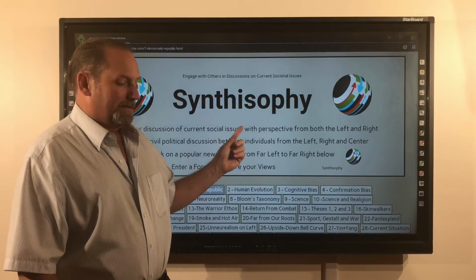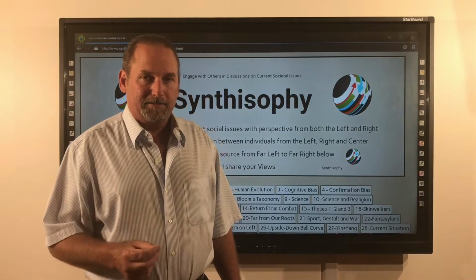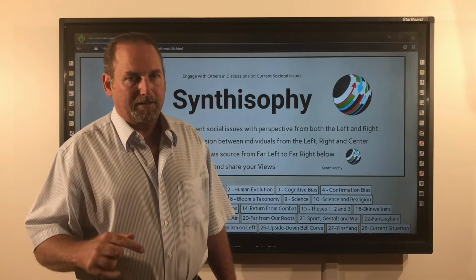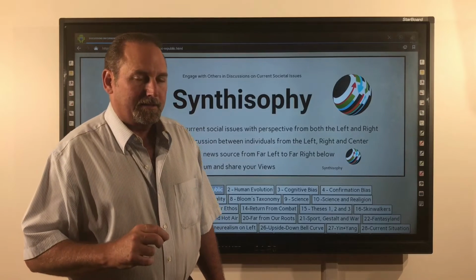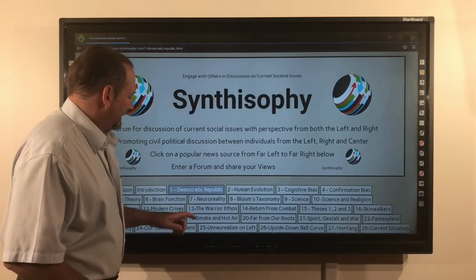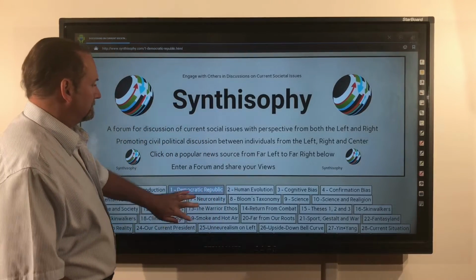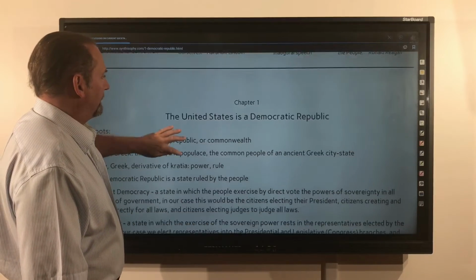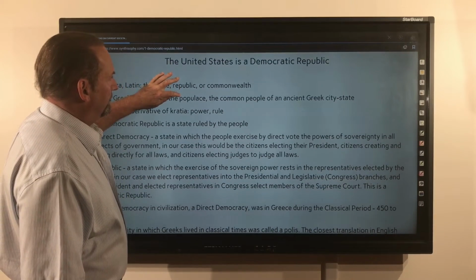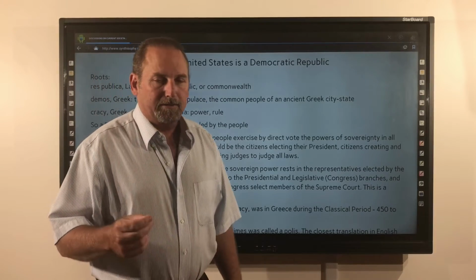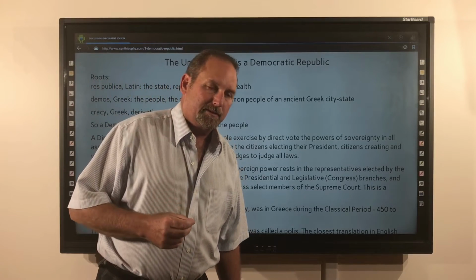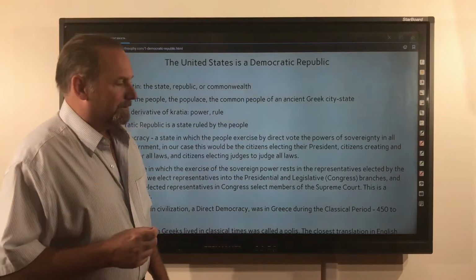Synthisophy is the scientific integration of the wisdoms of history into our present culture. Let's take a look now at Chapter 1, Democratic Republic. The United States is a democratic republic. Let's take a look now at the roots of those words to get a better understanding of what those words mean.